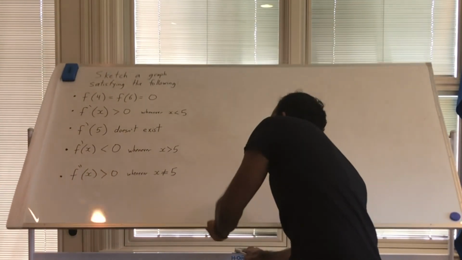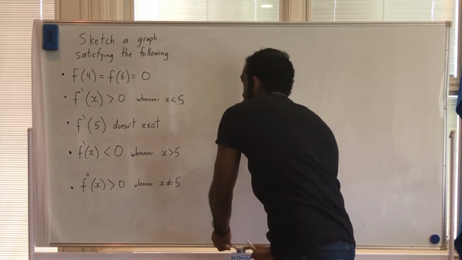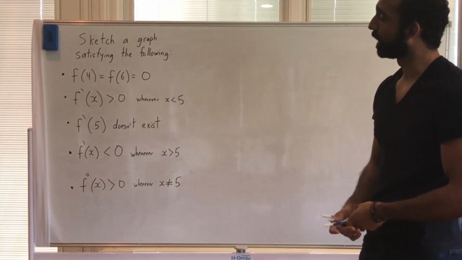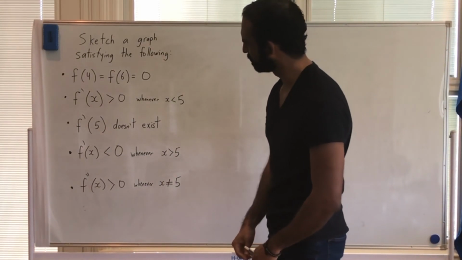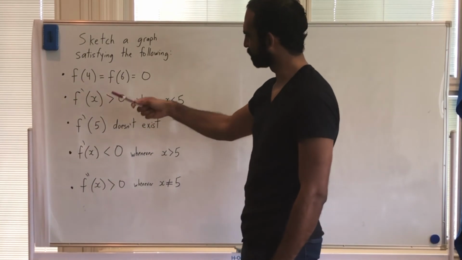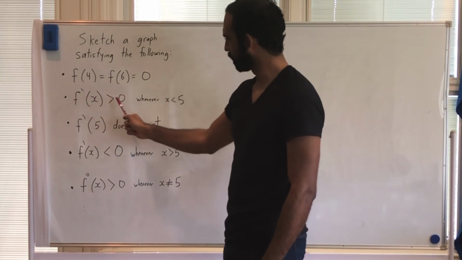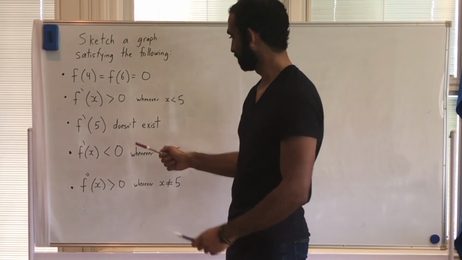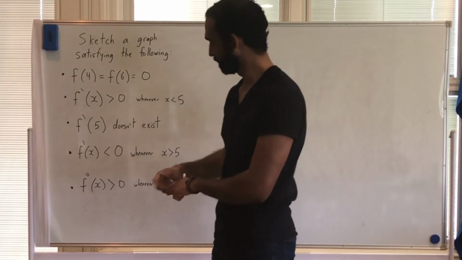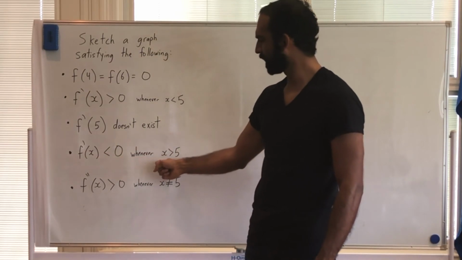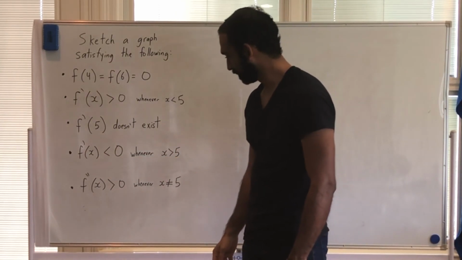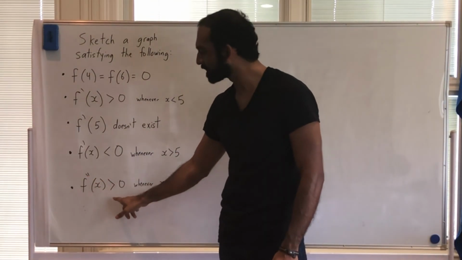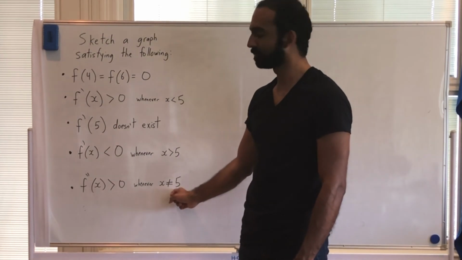All right, let's try a different one. This is more of a detective type problem. It requires you to sketch a graph so long as you satisfy these 5 properties. f of 4 equals f of 6, which equals 0. The first derivative is always positive whenever x is less than 5. The first derivative doesn't exist at 5. And the first derivative is negative whenever x is greater than 5. And finally, the weirdest one is that the second derivative is always positive except at 5.